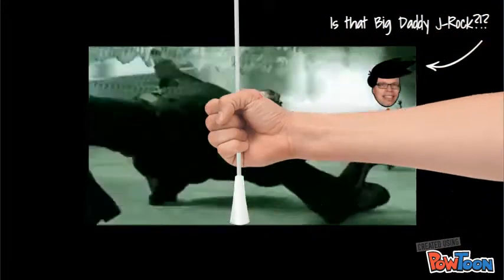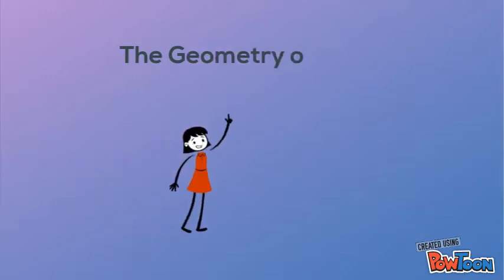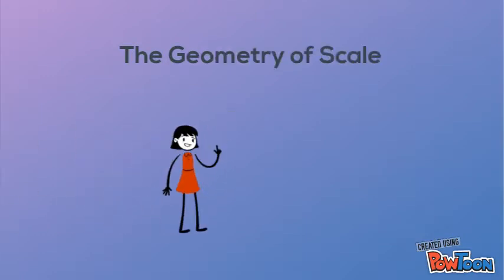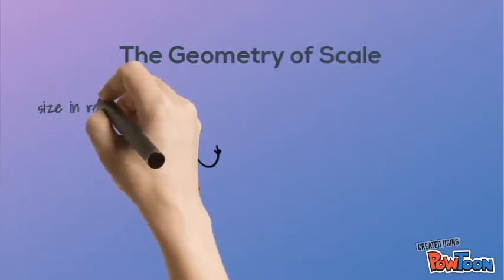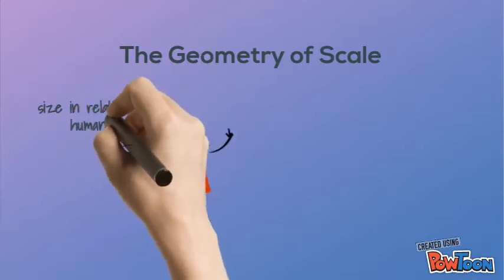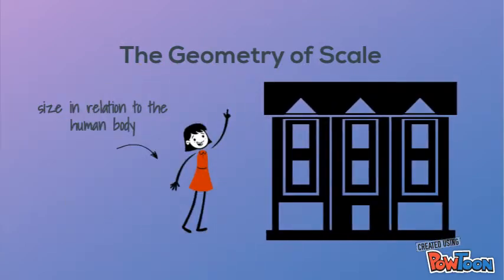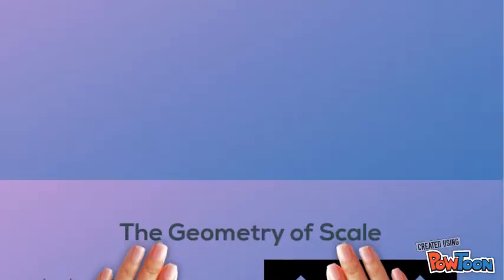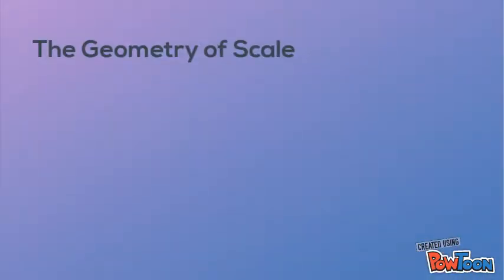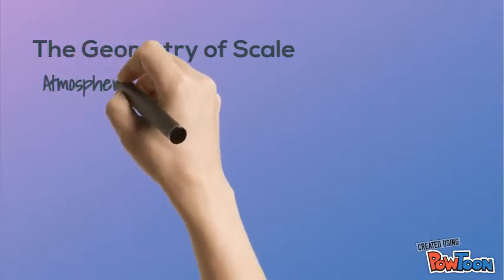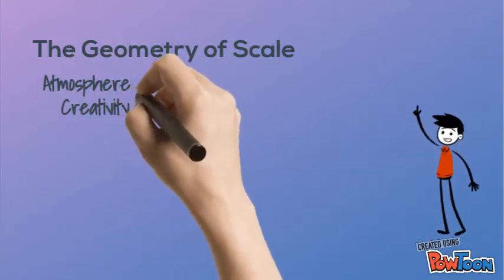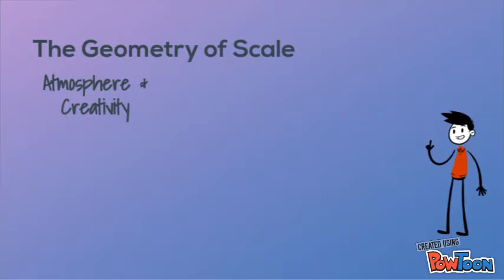Another important concept of geometry used in architecture is the geometry of scale. The geometry of scale is making sure all aspects of a building are proportionate to the human body and to each other. We wouldn't want a building with a ceiling too low to stand in or a door too small to get through. The proportions of a room are also extremely important in determining the feeling and atmosphere associated with that space. This is where buildings can get really creative.